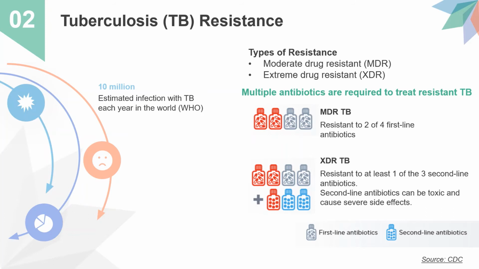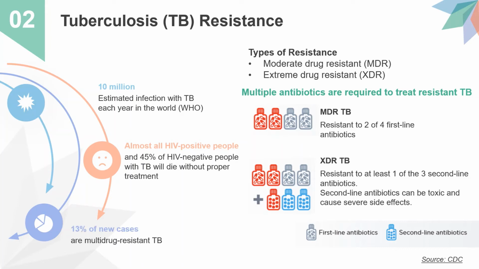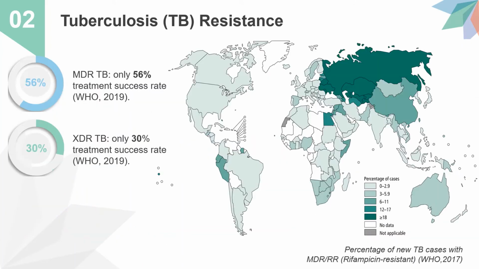As we can see, there are an estimated 10 million cases of TB in the world each year. Without proper treatment, it kills almost all HIV-positive people and 45% of HIV-negative people. Also, up to 13% of new cases are multi-drug resistant. The treatment prognosis for resistant TB is rather bleak. Moderately resistant TB has only barely more than half treatment success rate, while extremely resistant TB has barely a third of the chance.